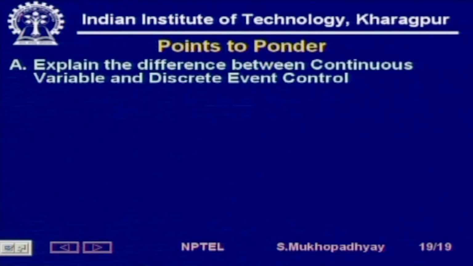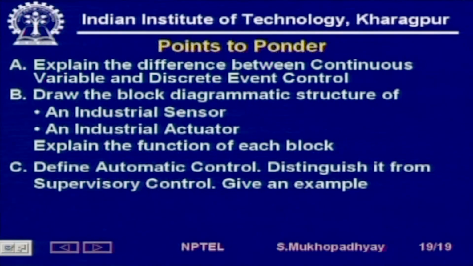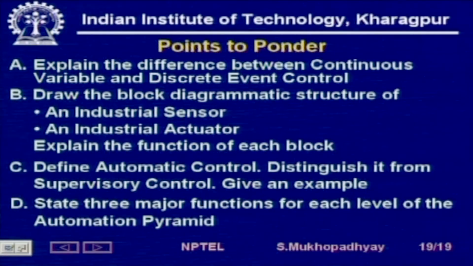So, here we have some problems, points to ponder. For example, can you explain the differences between continuous variable and discrete event control? Can you cite 2 or 3 differences? Can you draw the block diagrammatic structure of an industrial sensor and give an example? Let us say you locate some industrial sensor and then try to identify what are the various block diagrams, I mean what are the various subsystems in it, what are their functions. Can you define automatic control and distinguish it from supervisory control with an example? And finally, can you state 3 major functions for each level of the automation pyramid? So, these are problems for you to ponder on, and thank you very much.